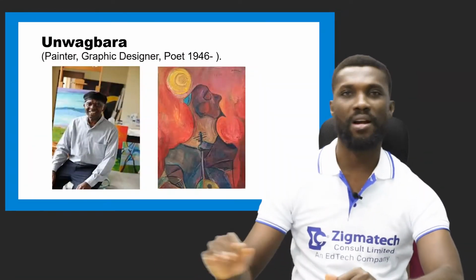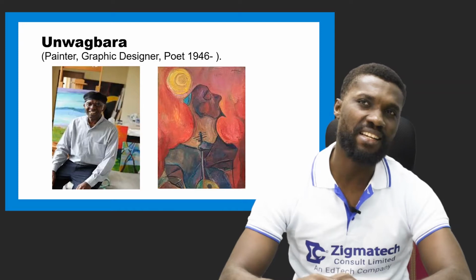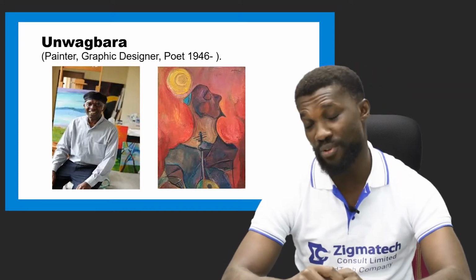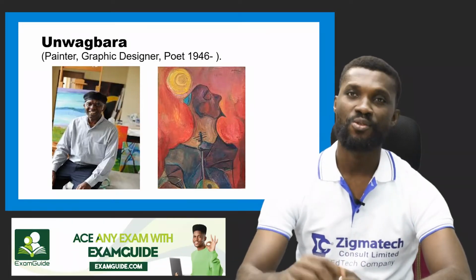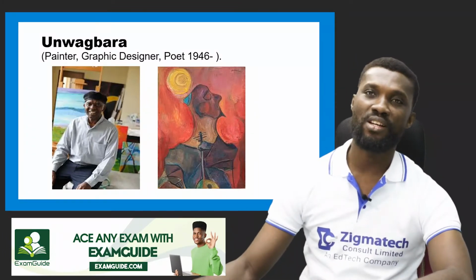So today we'll be looking at Mwamara. Mwamara is a painter, a graphic designer, and also a poet. He was born in the year 1946. So let's see who exactly Mwamara is.